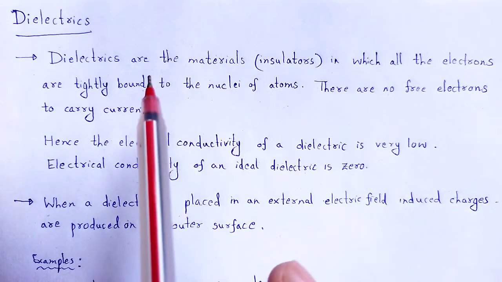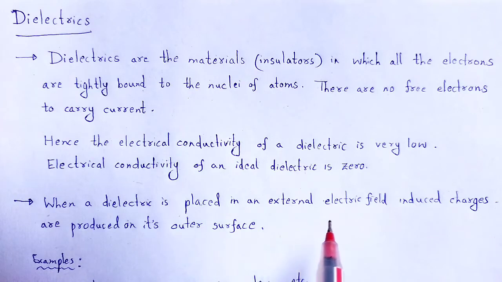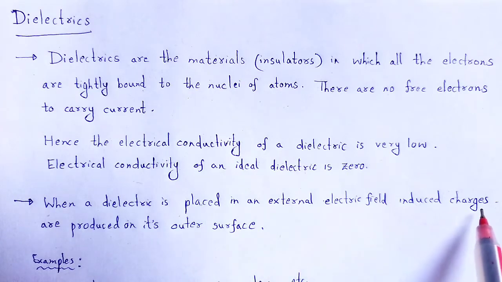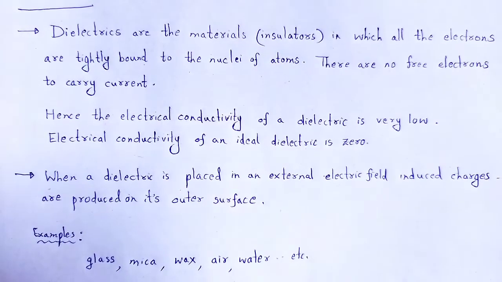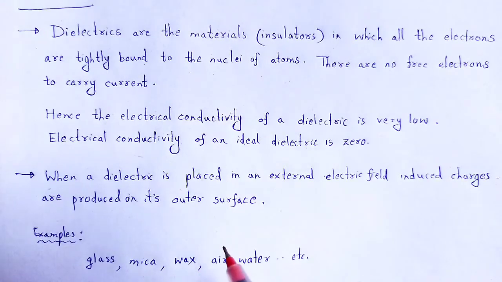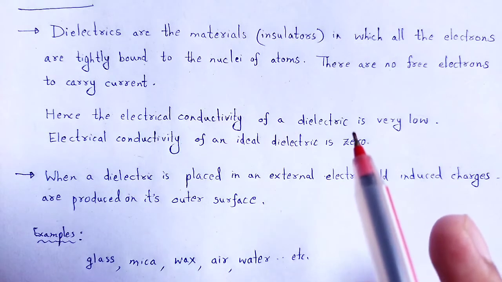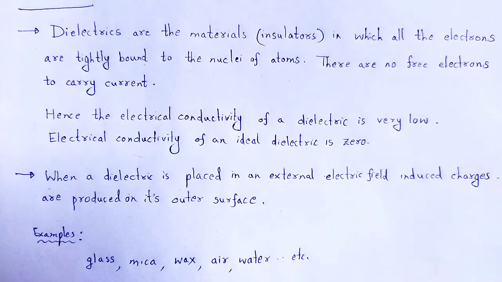When a dielectric is placed in an external electric field, induced charges are produced on its surfaces. Some examples of dielectrics: glass, mica, wax, air, water, etc. are some examples of dielectrics.